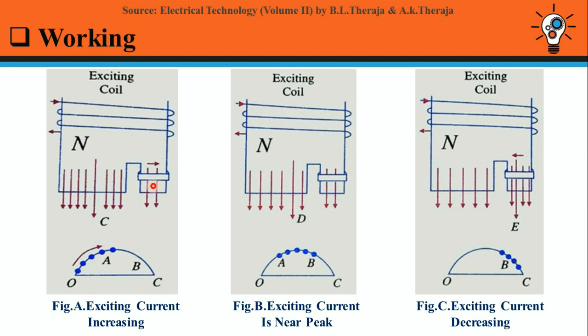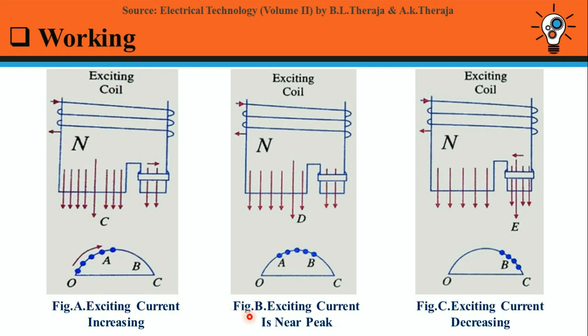This will produce an EMF in the shading coil. As the shading coil has low resistance, a large current will flow through it. This current flows in such a direction that it opposes the rising exciting current. This happens due to Lenz's law. Hence, the flux mostly shifts towards the unshaded part of the pole, and the magnetic axis lies along the middle of the unshaded part, that is N to C.